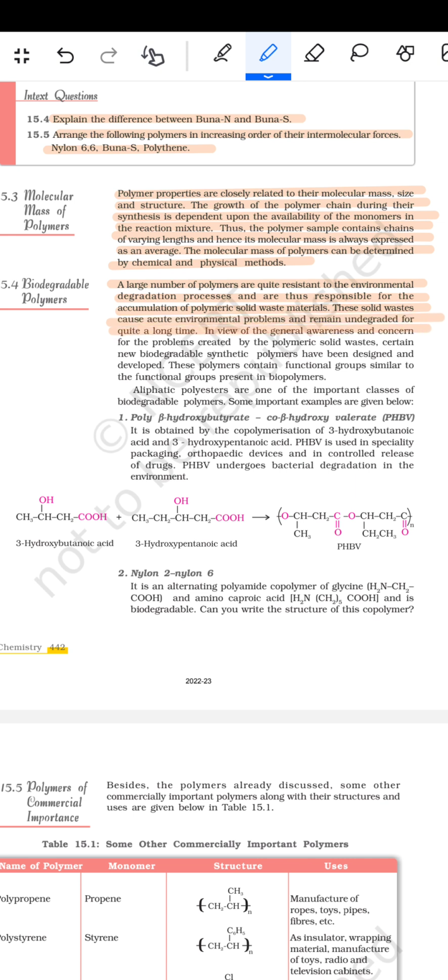In view of the general awareness and the concern for the problem created by the polymeric solid-based, certain new biodegradable synthetic polymers have been designed and developed. These polymers contain functional groups similar to the functional group present in the biopolymers. Aliphatic polyesters are one of the important classes of the biodegradable polymers. Some important examples are given below.